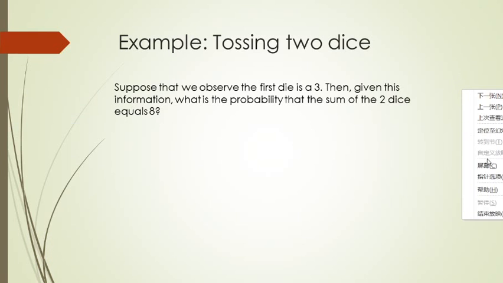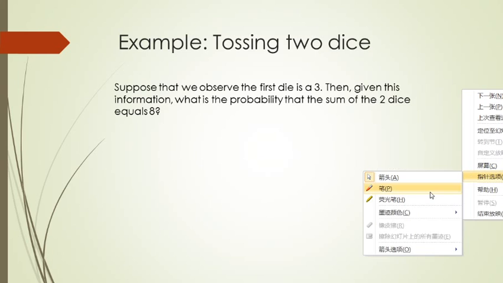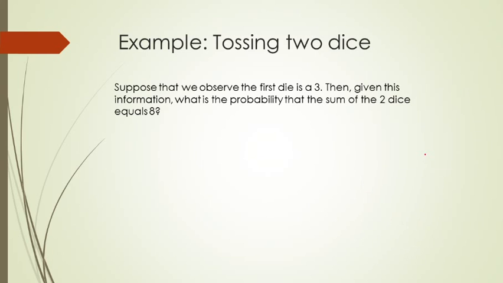Now, let's review some examples we discussed before. Tossing two dice. Let's review this example. Suppose that we observe the first die is the number 3. Then, given this information, what is the probability that the sum of the two dice equals 8?